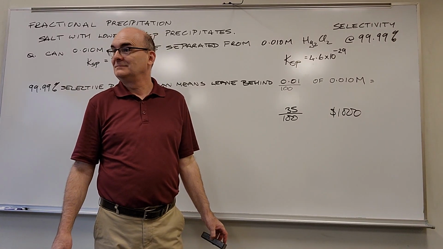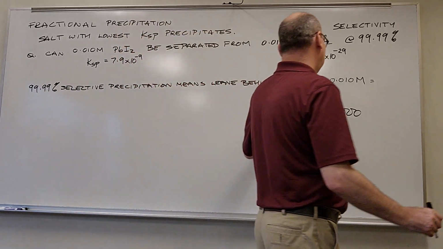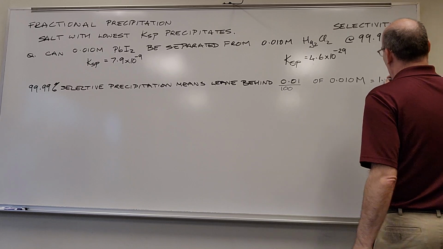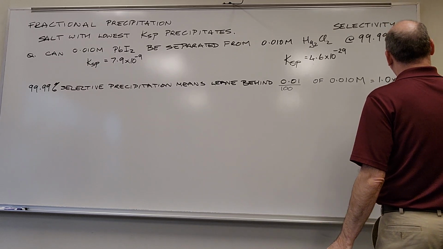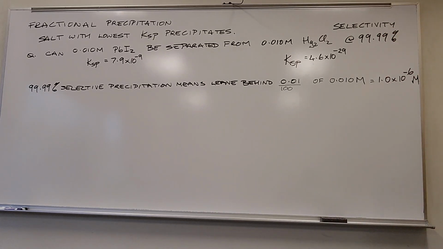So it's even smaller. It's 1 times 10 to the -6, right? 0.000001. We got there.